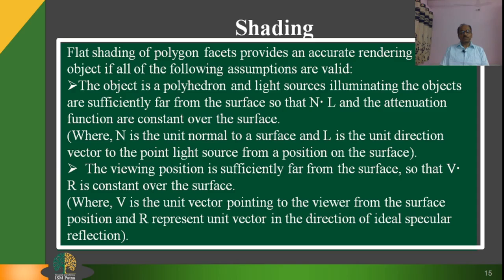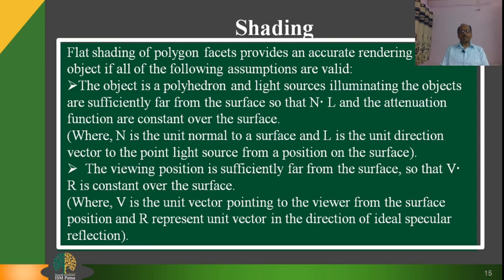The last assumption is that the viewing position should be sufficiently far from the surface so that V dot R is constant over the surface, where V is the unit vector pointing to the viewer from the surface position and R represents the unit vector in the direction of ideal specular reflection. So, this is all about curves, shading and light rendering.